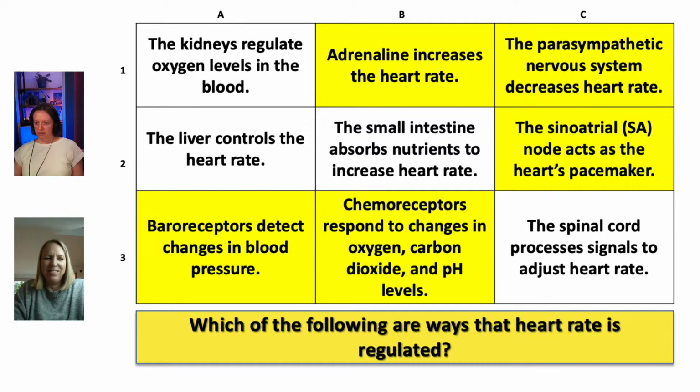Yes, well done. So we've got adrenaline increases the heart rate. The parasympathetic nervous system decreases the heart rate. The sinoatrial node, the SA node, acts as the heart's pacemaker. So that's actually inside the heart. Chemoreceptors respond to changes in oxygen, carbon dioxide and pH levels. Yep, and baroreceptors detect changes in blood pressure. So this can be quite complex.